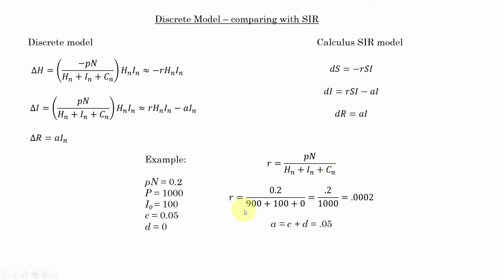So let's say that we would have initially 900 people that are healthy and 100 people that are infected, and let's say initially nobody cured. So this P times N, that's the 0.2, and 0.2 divided by 1,000 gives me 0.0002. That would be my growth rate, little r, in the SIR model, and the A, the rate at which the infected are removed, is this combination of the cure rate and the death rate, which I'll just say is 0.05 from the discrete model.